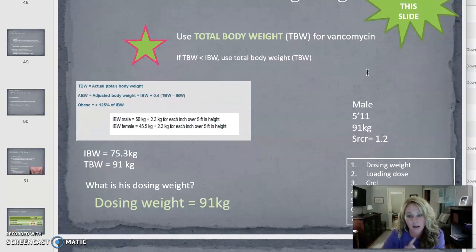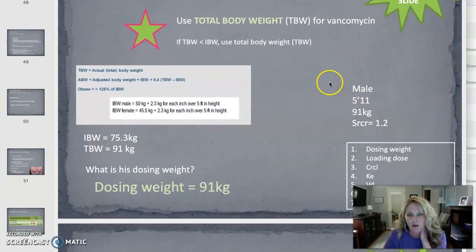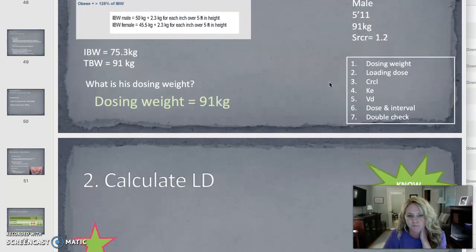Know it, keeping in mind that you have that limit of 2,500 to 3,000 milligrams per dose, and you have a 5 gram Q24 limit, okay? So again, total body weight is what we use for vancomycin.